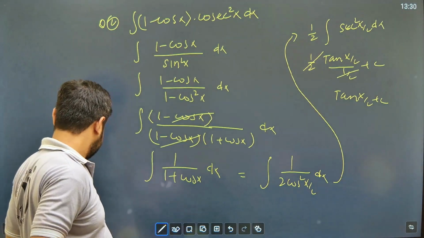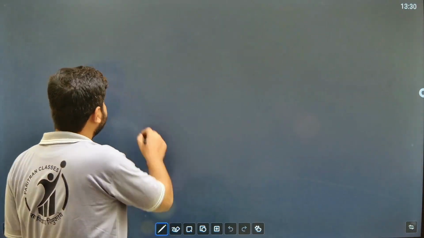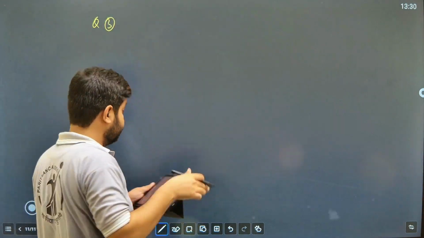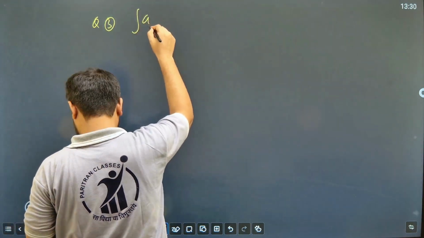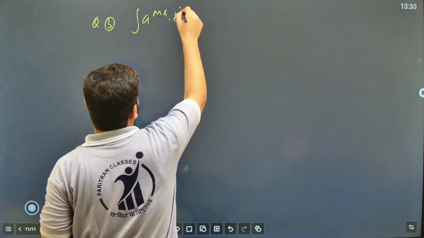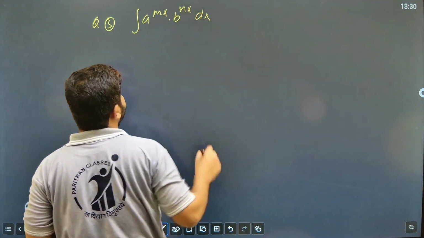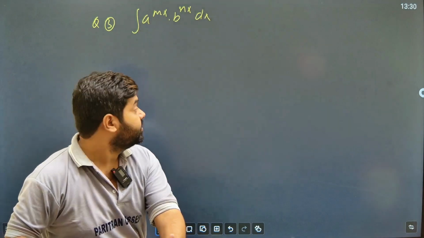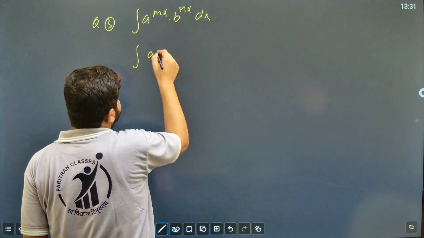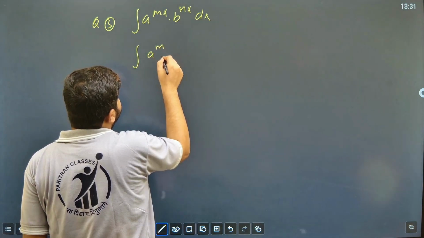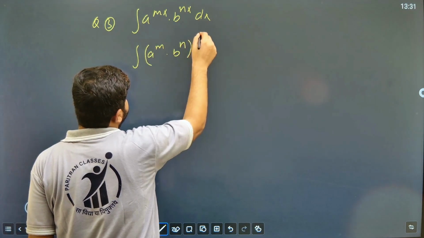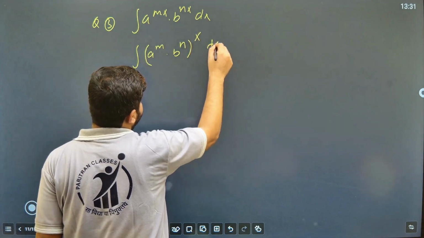Our next question is question number 3. We have to integrate a to the power mx into a to the power nx dx. So in this question, first we have to write this in the form of a to the power m into a to the power n, to the whole power x.